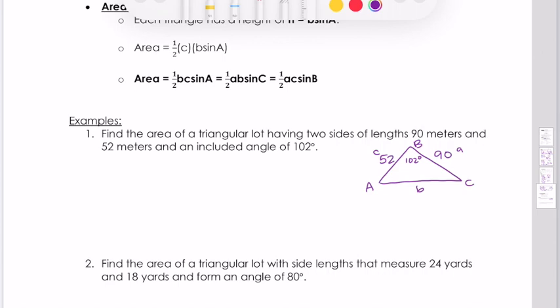So for number 1, there's the triangle all set up, and it looks like we have sides A and C, and we have angle B, so I'm going to use that third formula: 1/2 times 90 times 52 times the sine of 102 degrees gives you an area of 2288.9 square meters.